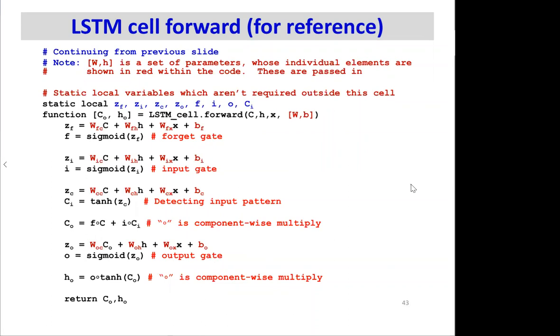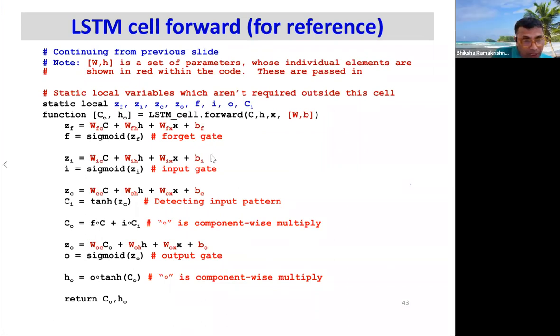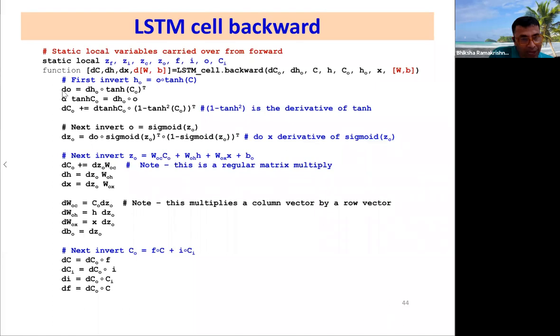So let's take a look. What is the last operation over here? When you go in, you already have DHO, right? And you also have DCO, right? We have HO equals O times tanh CO. So the last thing is HO is O times tanh CO. So going back from here, I can compute DO, which is DHO times tanh CO. And again, remember, we also want to update the derivatives for CO as well.